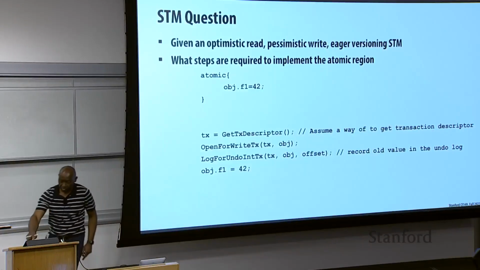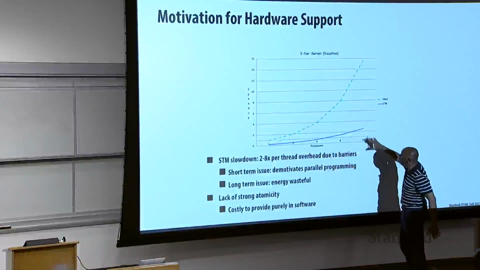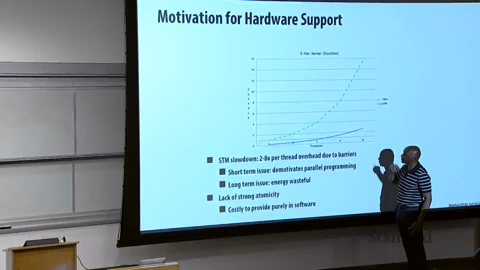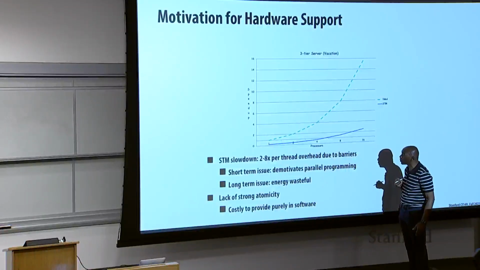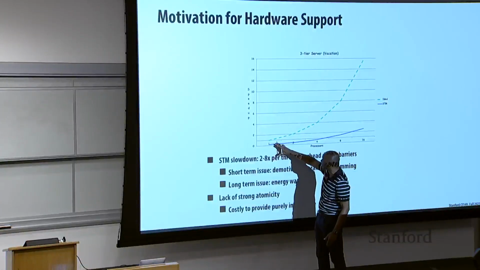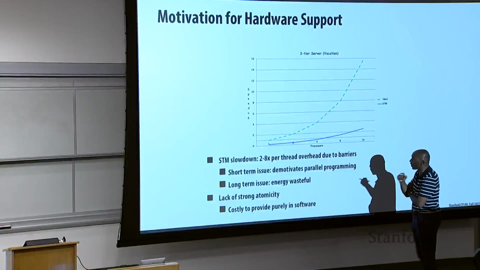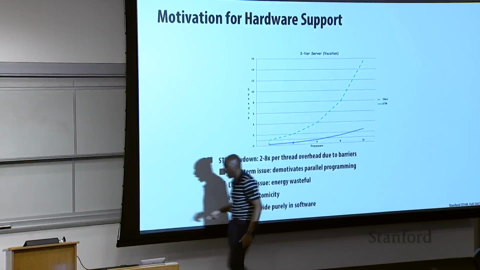Good. All right. So here's some more data about the performance of STM, but here this STM is unoptimized, right? So it's not as optimized as the McRT example with the compiler optimizations I just showed you. But the problem is that you've got this overhead in terms of performance, in this case it's 2 to 8 times per thread due to the software transactional memory barriers.